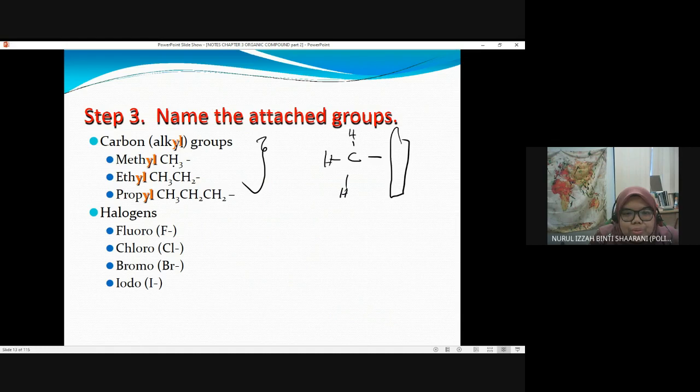So for the alkyl group, macam ni cara kita namakan dia. Ada YL kat belakang and then prefix of the carbon in front. Okay, so if we have halogen, tengok, biasa kita akan namakan dia sebagai, kalau F is referring to the fluorine.